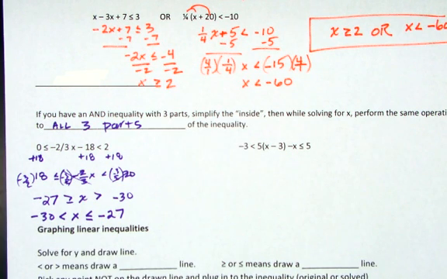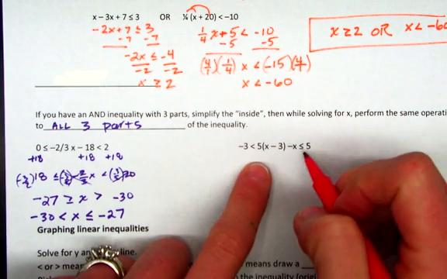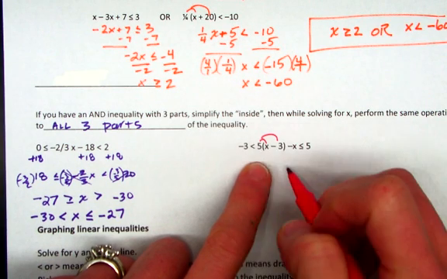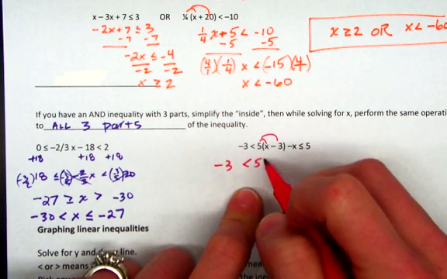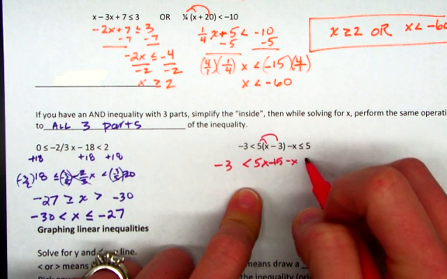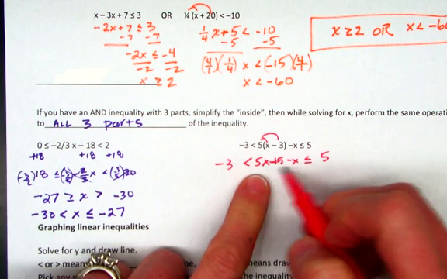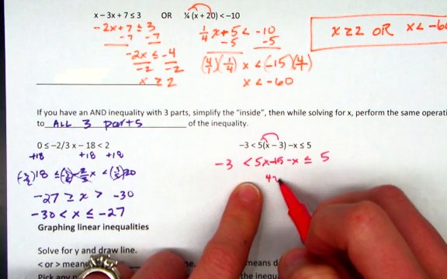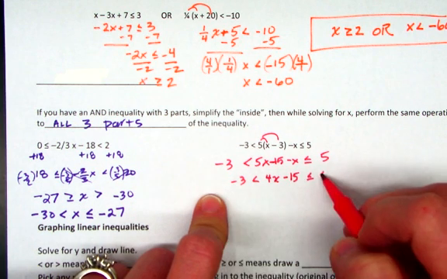Okay, and then for the next part, we're going to go ahead and simplify the inside. So I'm going to start by distributing this 5. So I get 5x minus 15 minus x is less than or equal to 5. Okay, 5x minus x is going to be 4x minus 15 on the inside then.